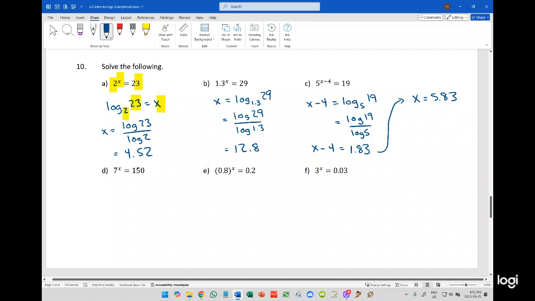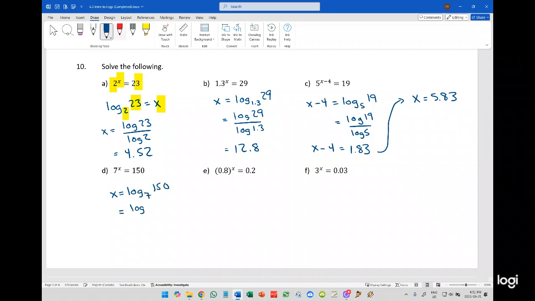Okay, rewrite this one. x = log base 7 of 150, which equals log of 150 over log of 7. And before I even punch that into my calculator, I know 7 squared is 49 and 7 cubed is like 343, so it's going to be between 2 and 3. And I'm getting 2.57. There we go.